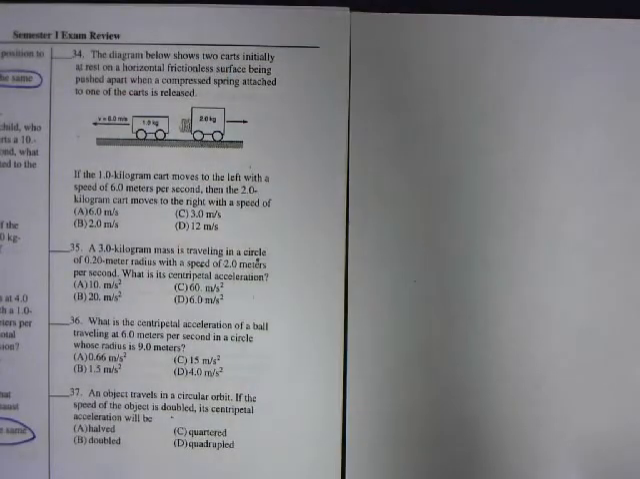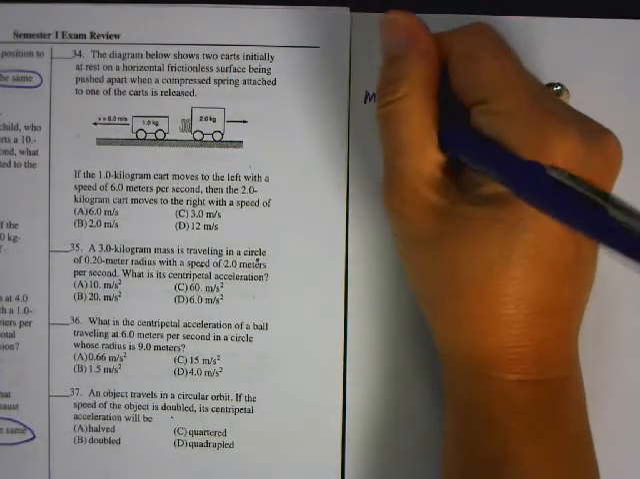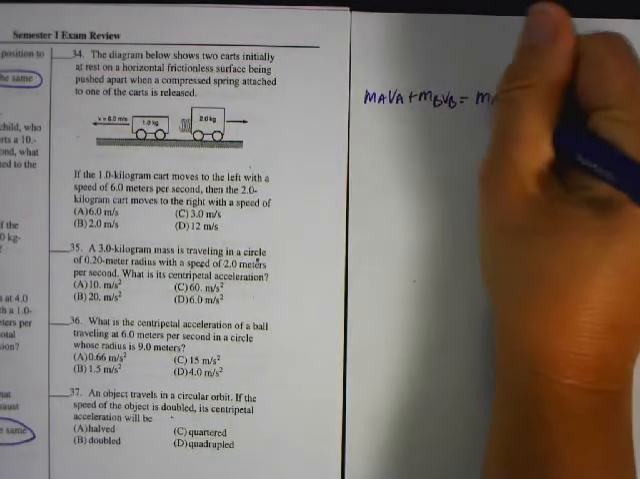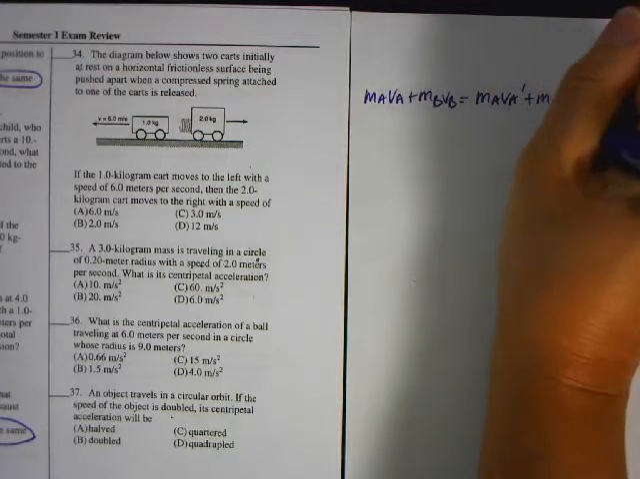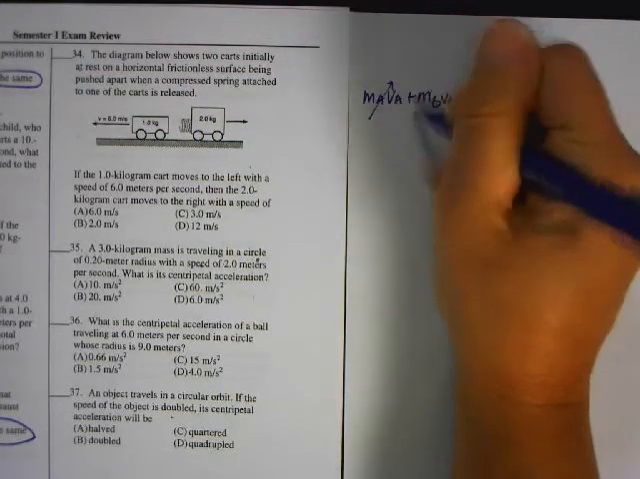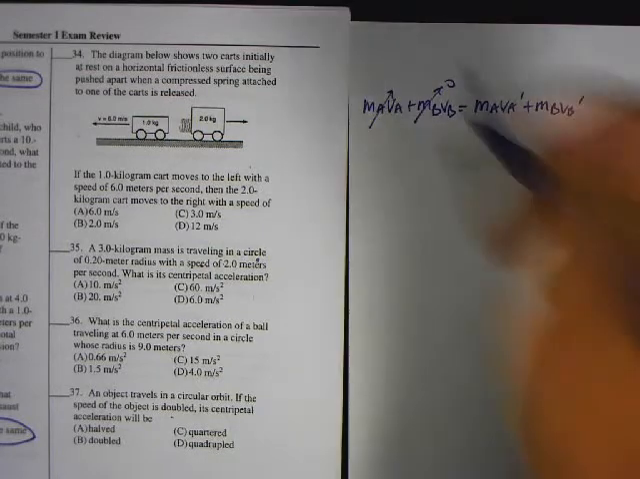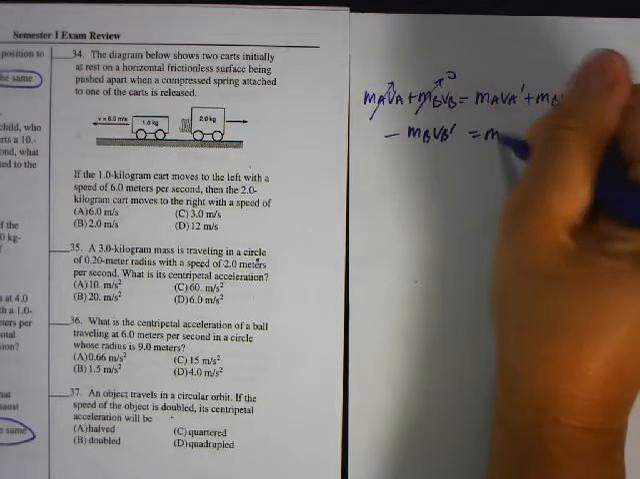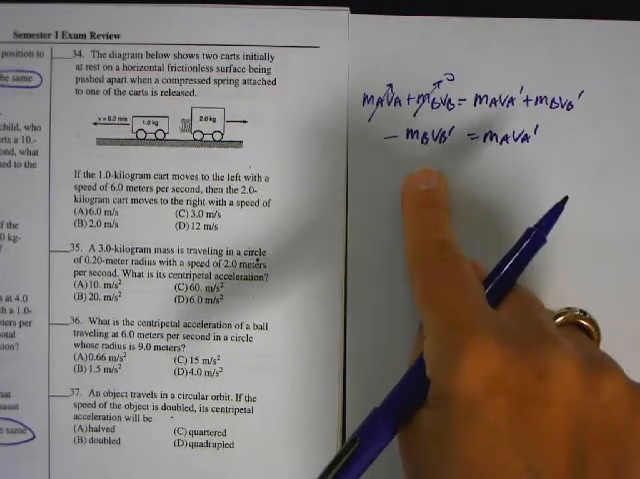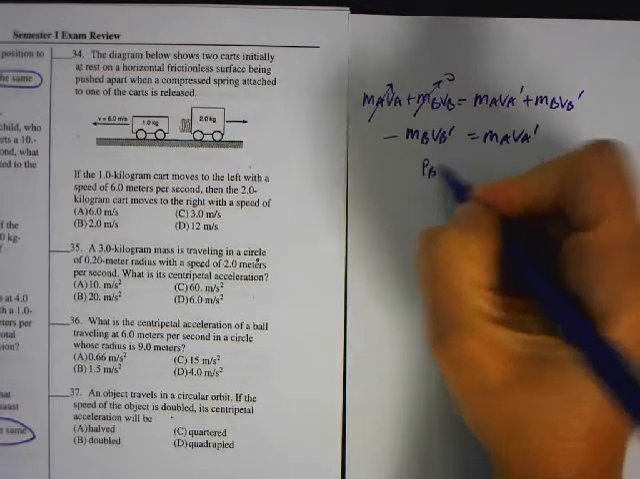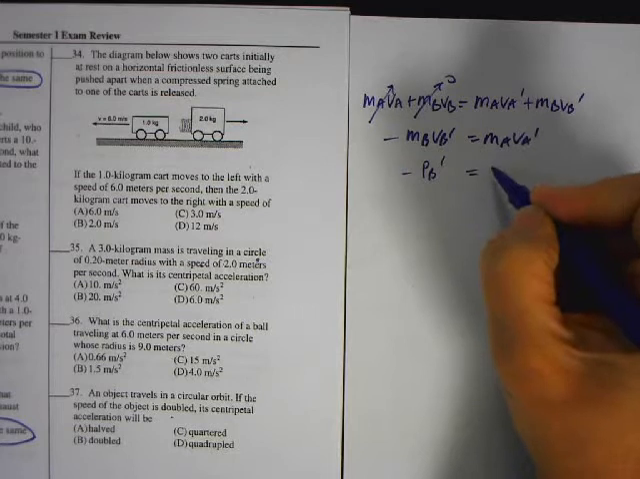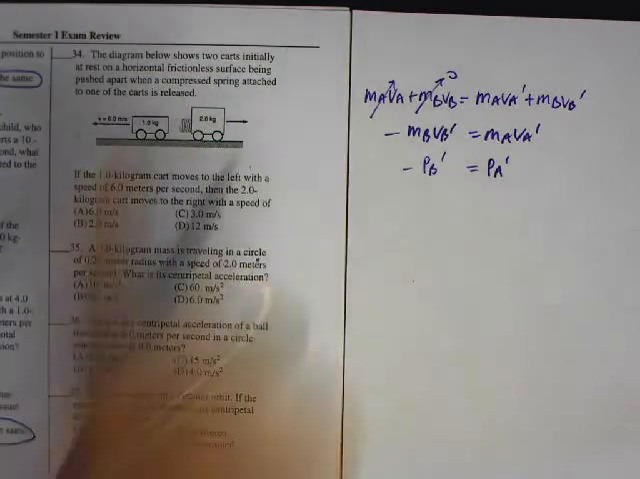Now, we could write out our whole equation for momentum, like MAVA plus MBVB is equal to MAVA prime plus MBVB prime. But both initial velocities are 0. So when I move this to the other side of the equal sign, minus MBVB prime is equal to MAVA prime. We see that the momentum of ball B, or whatever the cart is, is going to be equal and opposite the momentum of the other one.